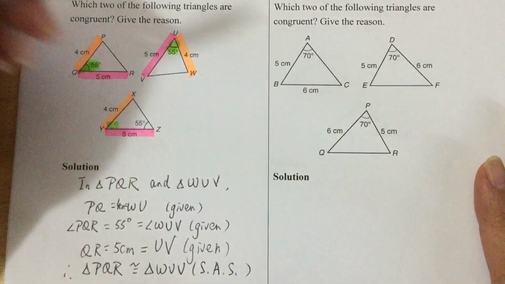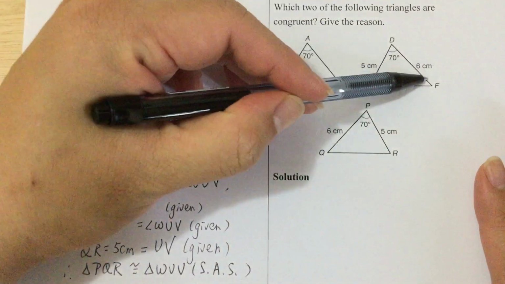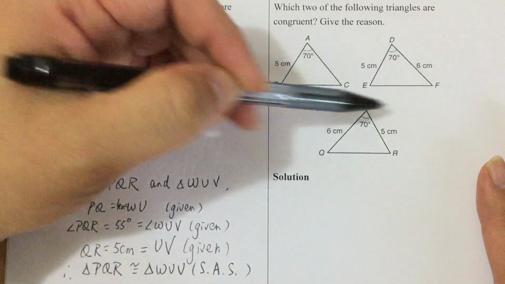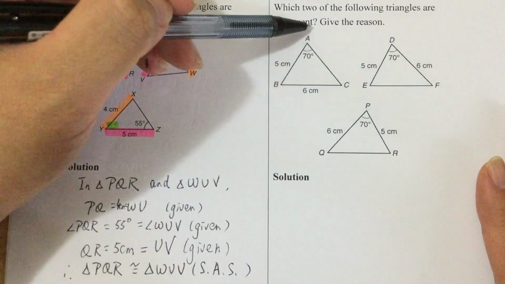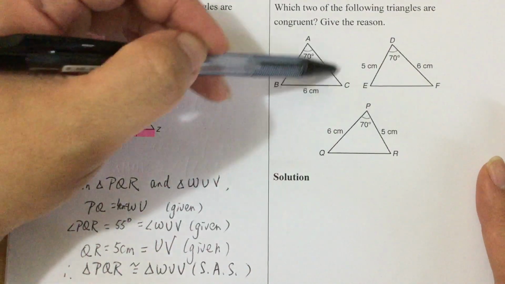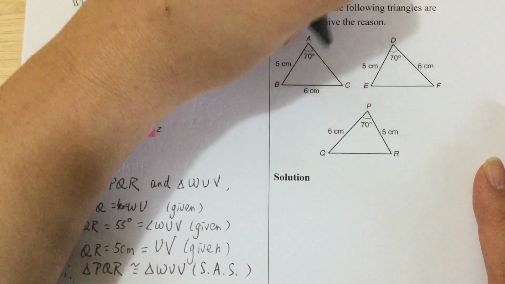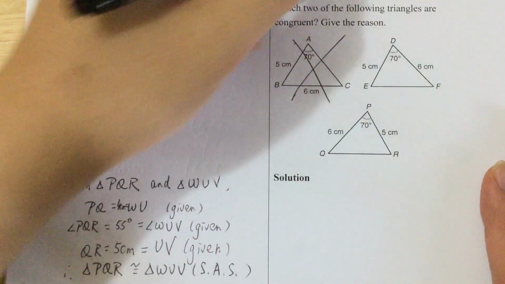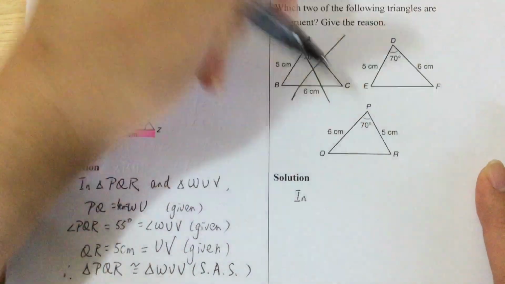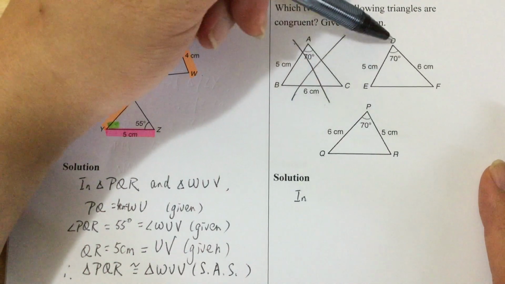Obviously, you can say that the 70 degrees is between 5 cm and 6 cm for DEF and also PQR. The only 70 degrees that is not between 5 cm and 6 cm is in ABC. So ABC will not be congruent. So these two triangles are congruent. So why don't we write it out from side, angle, side, EDF.